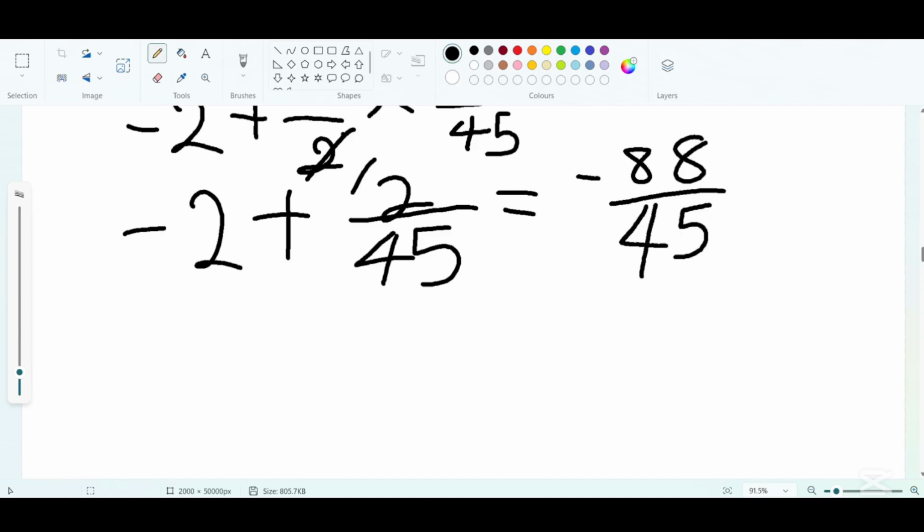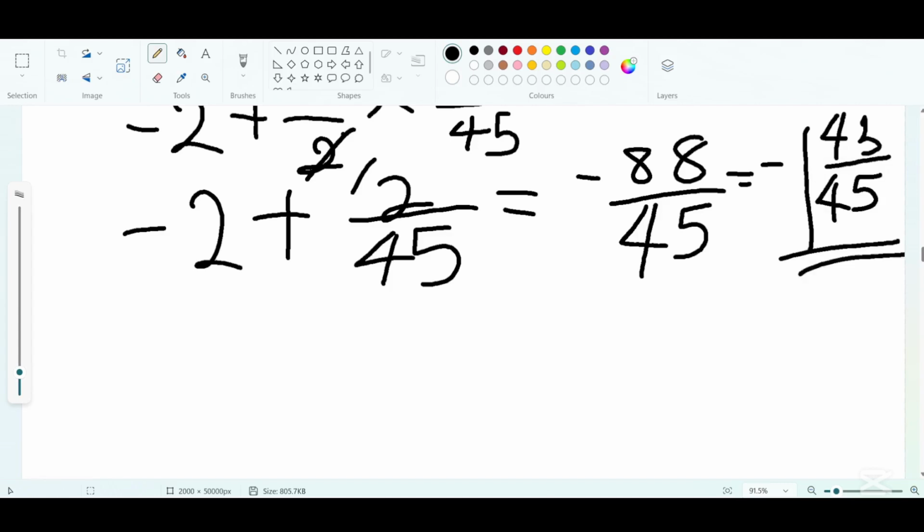We see that this is what? It's an improper fraction. So what do we do? 45 in 88 is 1, right? So remainder, what is remaining? So it's going to be 43, right? All over 45. So this is the final answer.